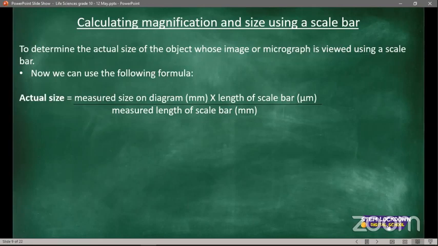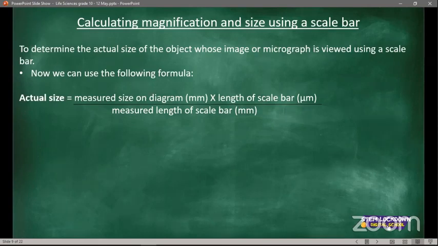So use those numbers provided to calculate your magnification and size, your actual sizes. Now we can use the following formula to calculate the actual size, which is actual size equals the measured size on the diagram, that will be in millimeters, multiplied by the length of the scale bar, which will be in micrometers. The length of the scale bar will be provided to you on the diagram. And you divide everything by the measured length of the scale bar. So the actual size of the object, to get it, you use this formula.